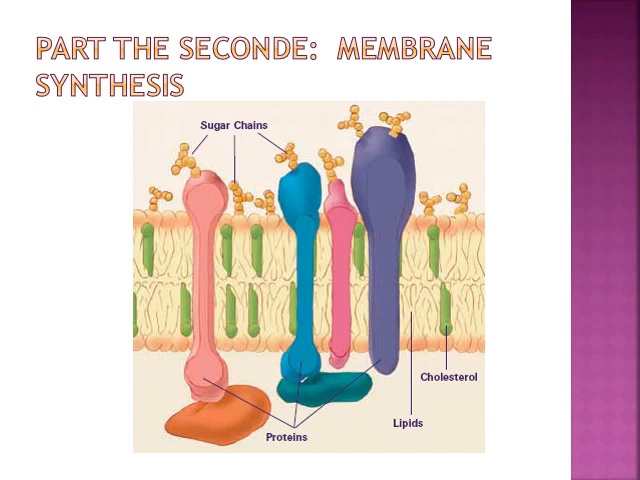So now let's talk about how we build it, how it's created. So membrane synthesis. Where in the cell do phospholipids get built? It's not the nucleus. Okay, that's one gone. It is the ER. Which one? It's the smooth.